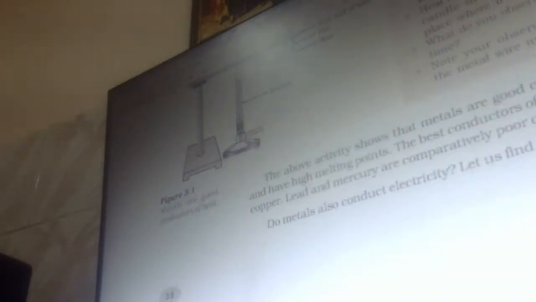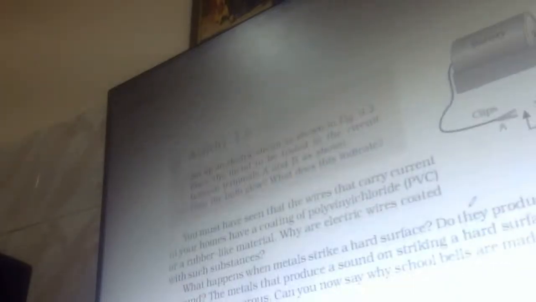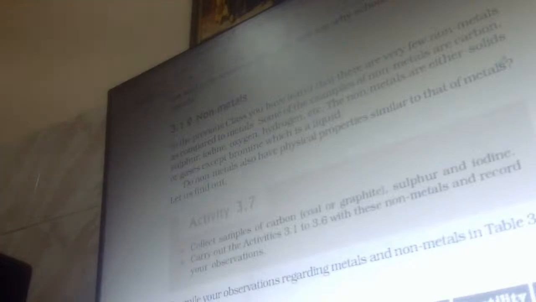Metals also conduct electricity. Let's find out. Non-metals. Previous chapter. Oh wait, polyvinyl chloride full form might come. Polyvinyl chloride. Non-metals: sulfur, iodine, oxygen, hydrogen. Mercury exists as liquid. Iodine is a lustrous non-metal. Carbon has many forms, allotropic forms, and alkali metals can be cut easily.